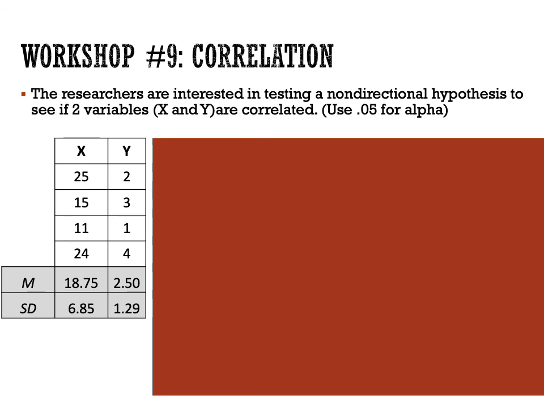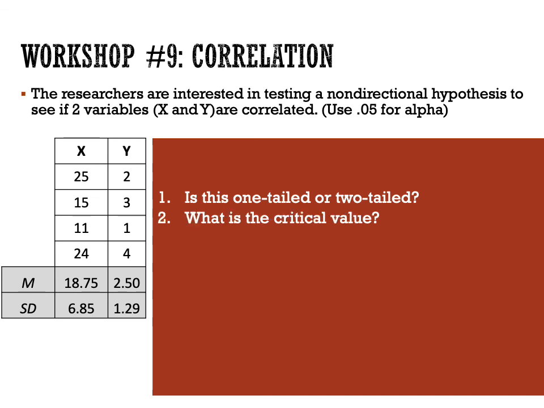So the information given here says that the researchers are testing a non-directional hypothesis to see if two variables, X and Y, are correlated. Use 0.05 for alpha. So this information tells you that this is a non-directional hypothesis, which lets you know that it's going to be two-tailed. You have an alpha level of 0.05. So with that information, you can find the critical value. You have two-tailed, n equals 4, and alpha equals 0.05. So you can find the critical value in the chart. And then you can set up a table just like what we've been doing in practice during lecture to find the sum of multiplied z-scores. And that's the answer to that question is just going to be the numerator for the formula for r.